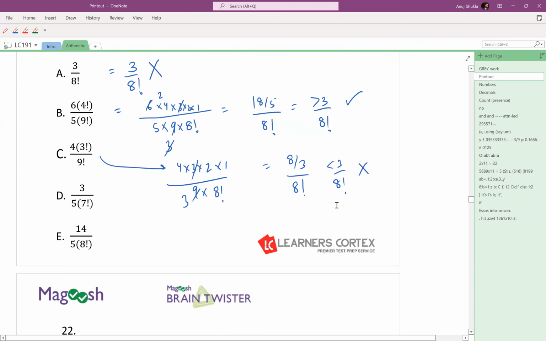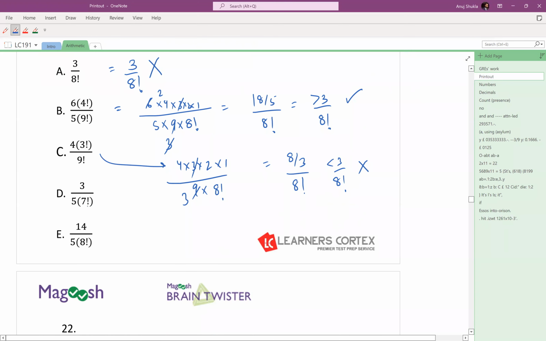Yes. Next one. So this is 7 factorial. And what do we need? We need 8 factorial. If I multiply here with 8 and here also with 8, this can be transformed into 8 into 3. This one will make 8 factorial. So this is 5 into 8 factorial. This is 24 by 5 divided by 8 factorial. 24 by 5 is 4.8 divided by 8 factorial. So this is the greatest value now. So this is also gone.